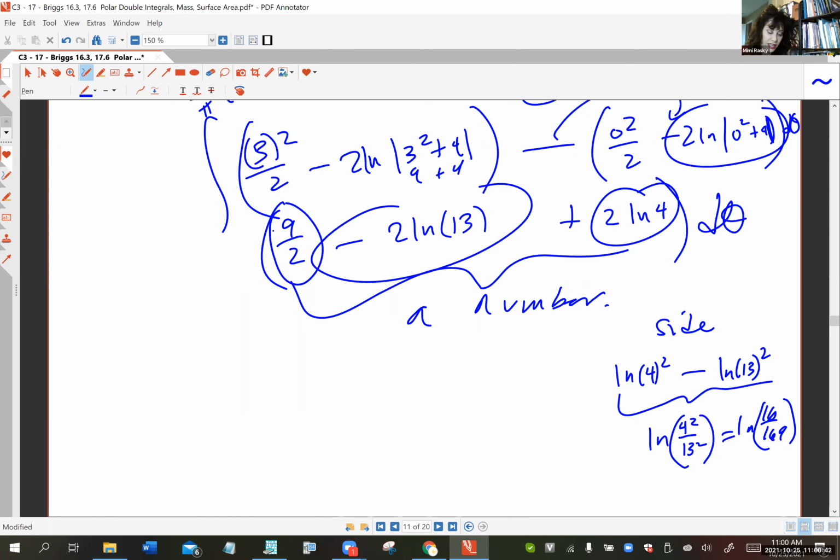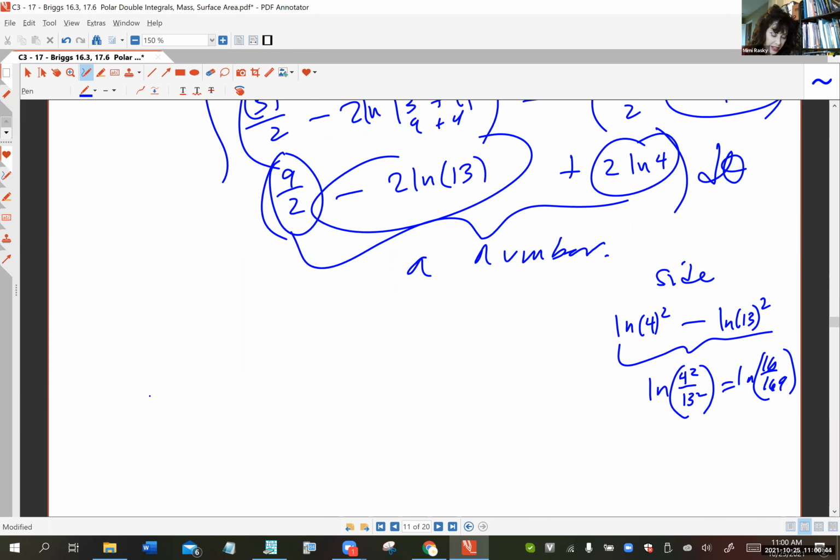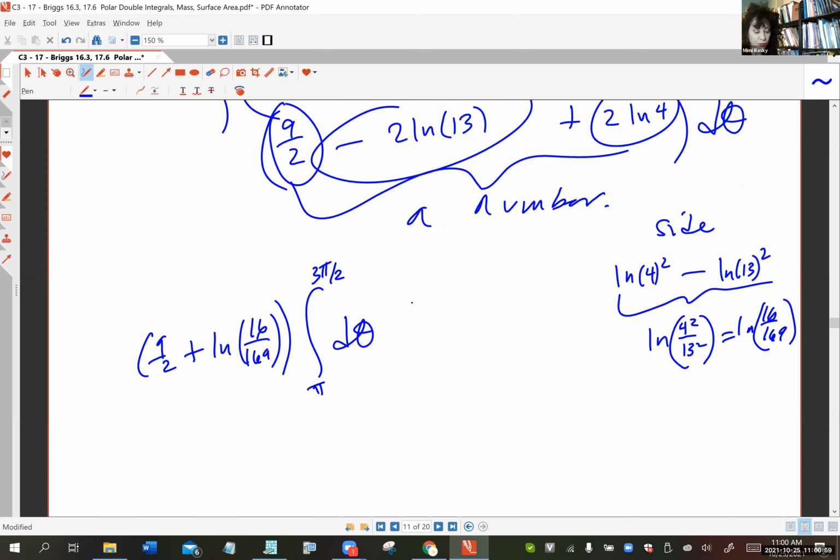Okay, and then you still have the 9/2. So what am I saying? This number 9/2 plus ln of 16 over 169 is just some constant that's sitting out in front of the last integral that we still have to integrate. And we'll finish it off.